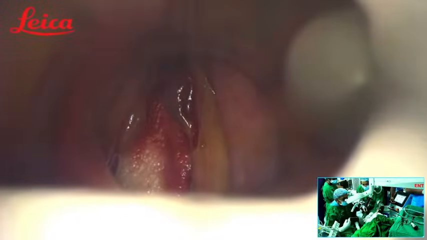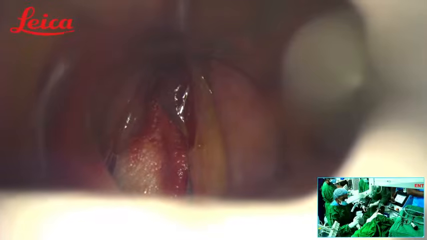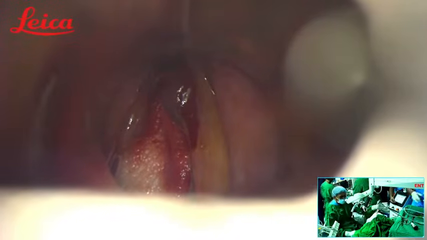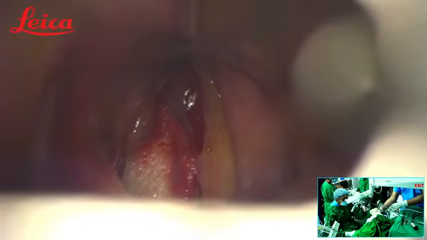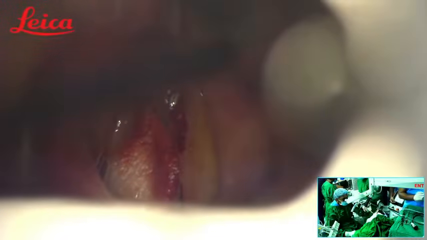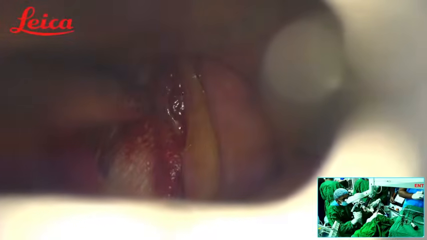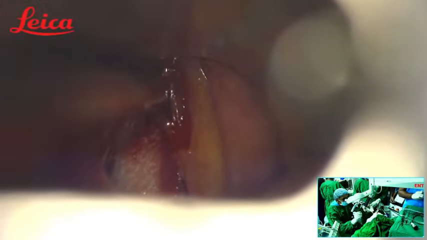And the second thing is a bloodless field. It will give a bloodless field because of the cottonoids impregnated with adrenaline. So this is the advantage of using these cottonoids in between the procedures. Leave it for 1 to 3 seconds, and then you proceed with the procedure.